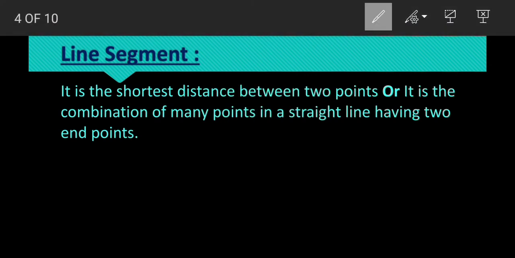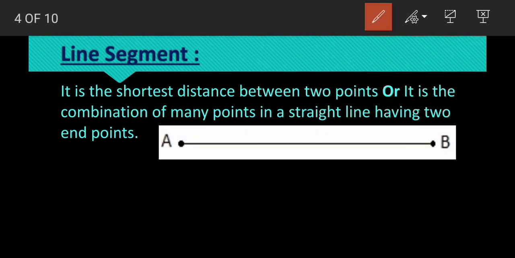Now come to the second topic, that is line segment. It is the shortest distance between 2 points. The shortest distance between 2 points is known as a line segment, or we can say that it is the combination of many points in a straight line having two endpoints.